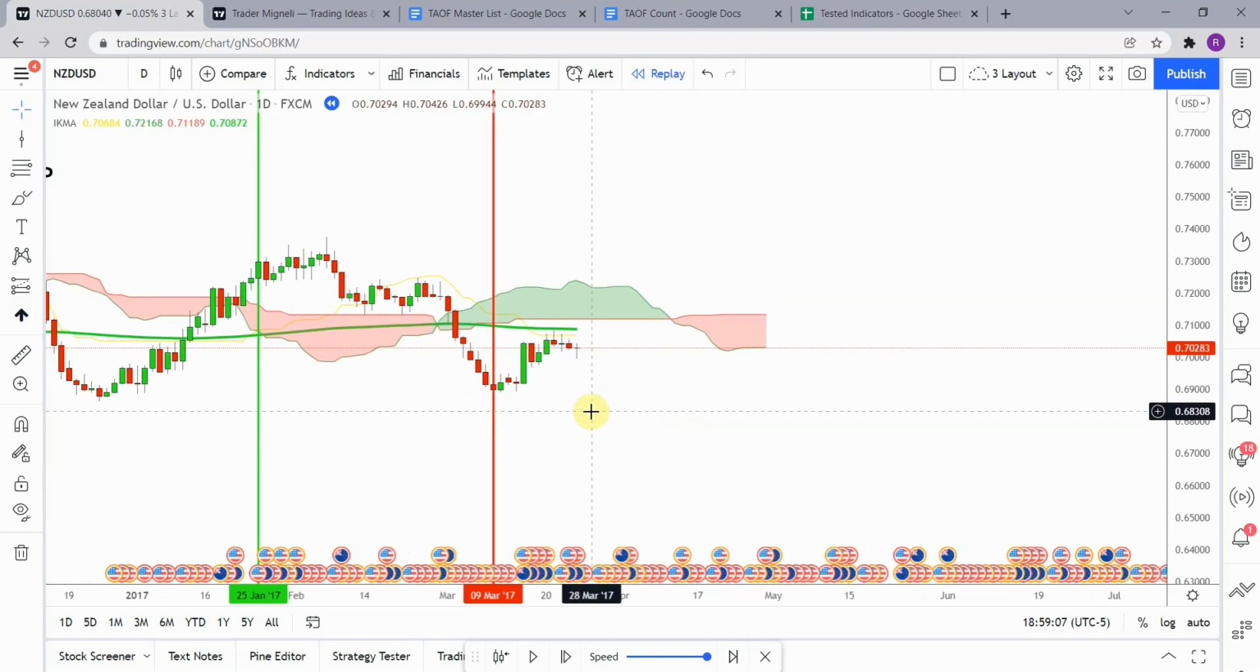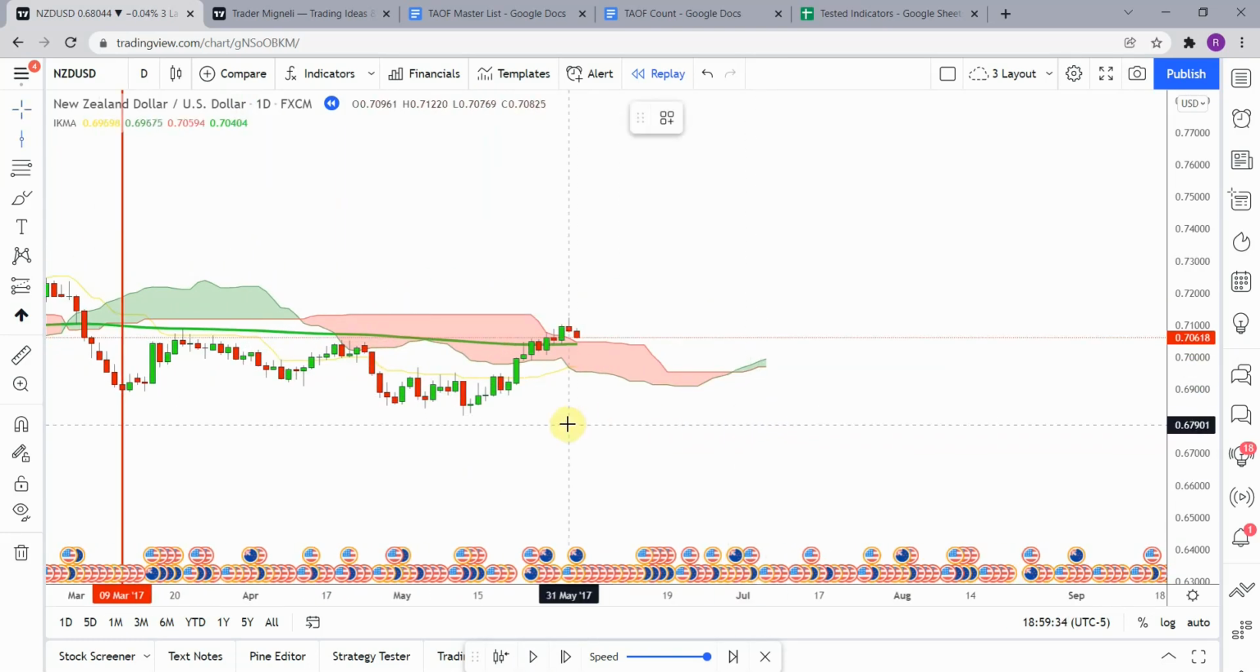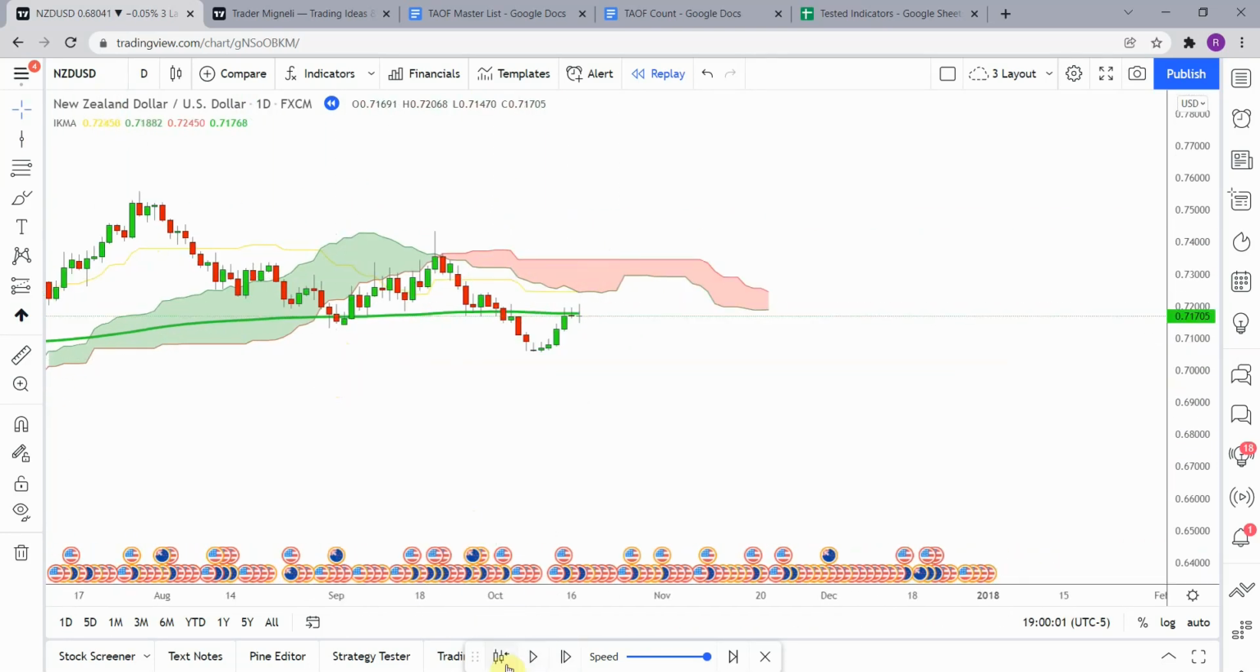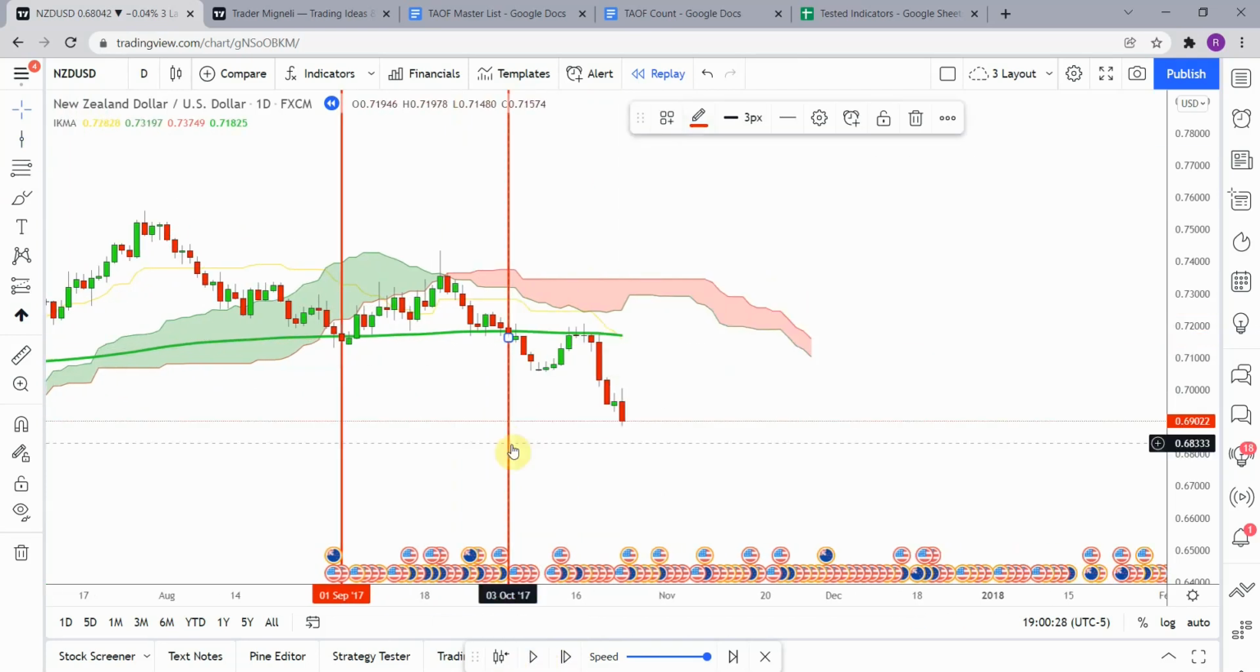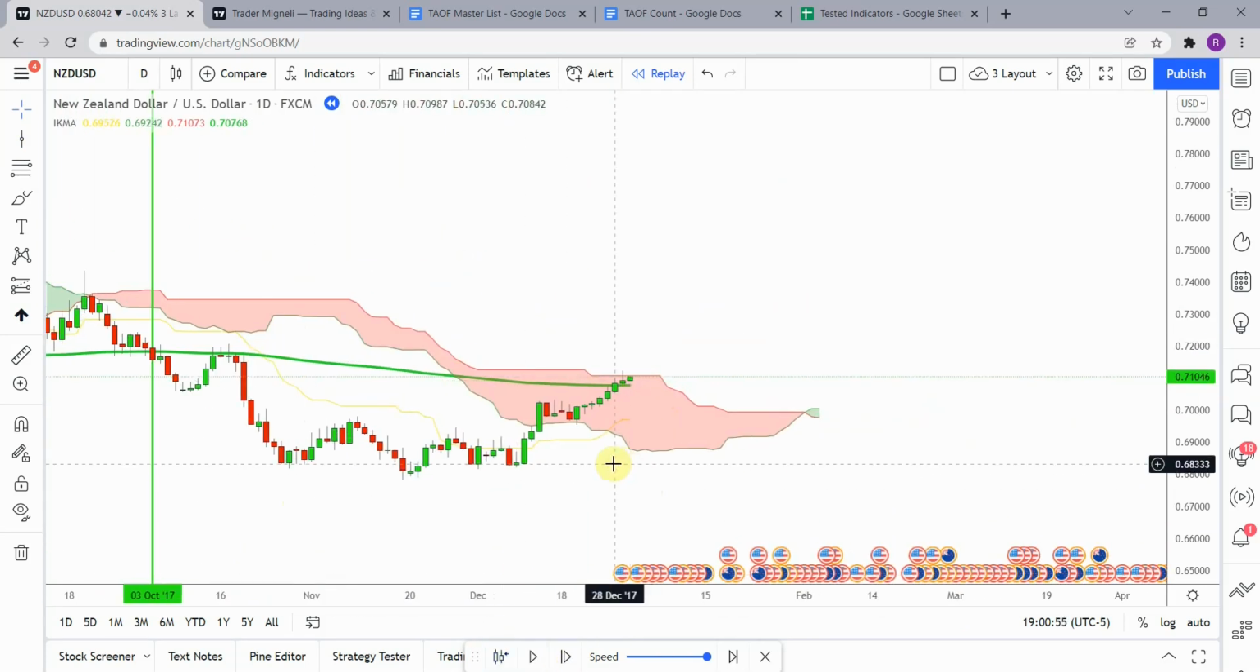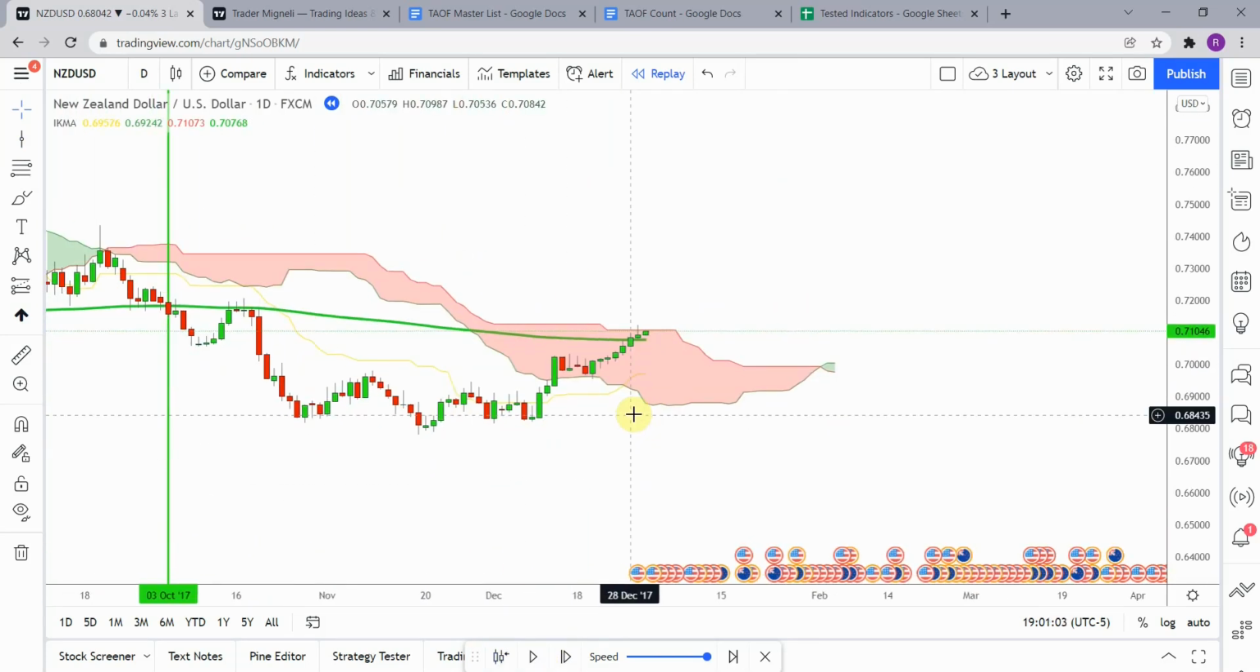So what I'm going to do here is go ahead and fast forward the testing. That way things don't get too long, and we will pick this up when we are at the end of the year. All right, so that puts us at the end of the year right there.